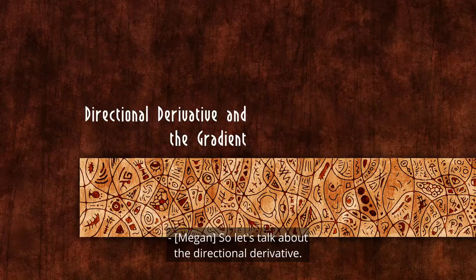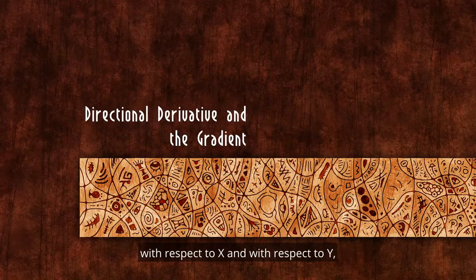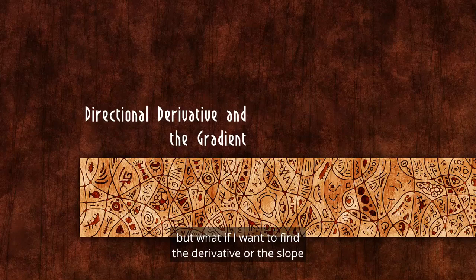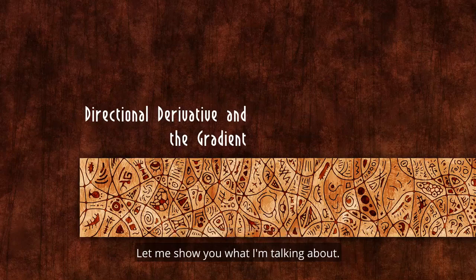So let's talk about the directional derivative. We know how to find the derivative with respect to x and with respect to y, so that's going to be along those vectors. But what if I want to find the derivative or the slope along a different vector or a different direction? Let me show you what I'm talking about.